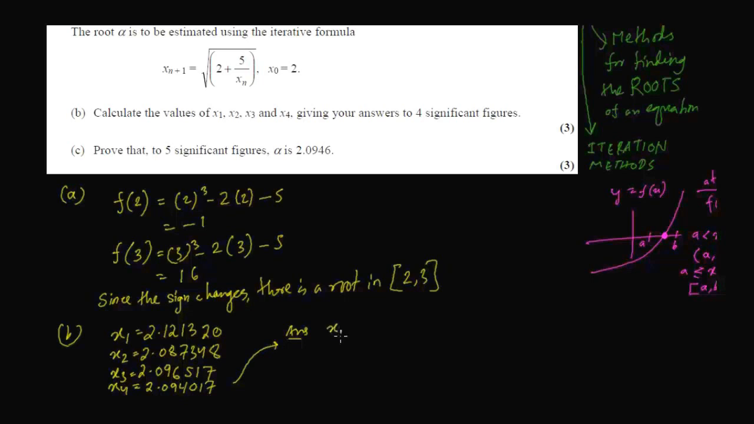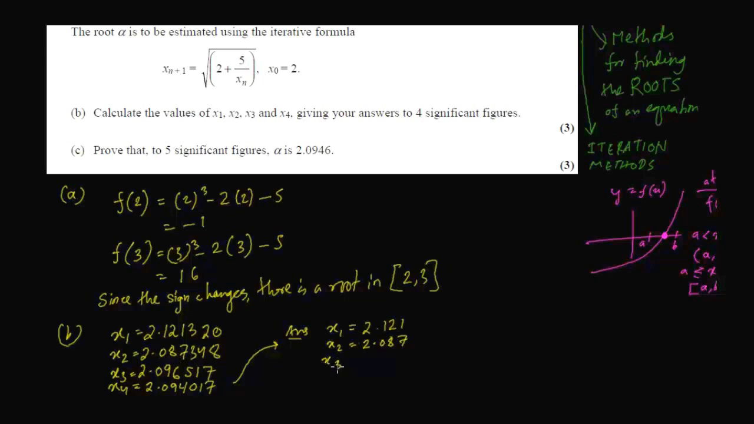So 4 significant figures for x1. A note about approximations: it means you just count 4 digits, 1, 2, 3, 4. It would be 2.121. For 4 decimal places, you take everything after the decimal point and take 4 places, that is 4 decimal places. But for significant figures you take all the figures, 1, 2, 3, 4, so it will be 2.121. x2 is going to be 2.087, because of the 3, the 7 will not be increased.